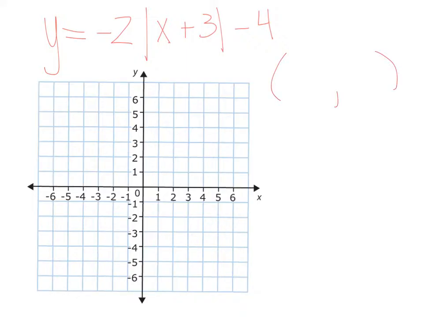So to figure out the x value of our vertex, we look at the inside of the absolute value, and we take the opposite of that number. So since it's a plus 3, the x value of my vertex would be a negative 3. The y value of the vertex is whatever number's on the outside, so negative 4. And we would go ahead and plot our vertex. So we'll go to negative 3, negative 4, and plot a point.